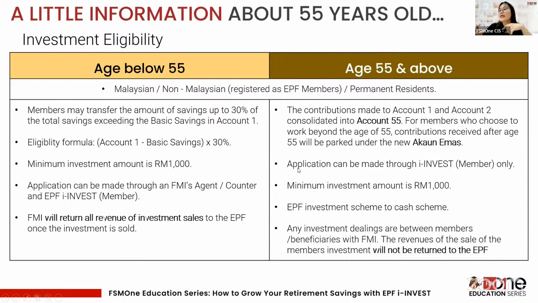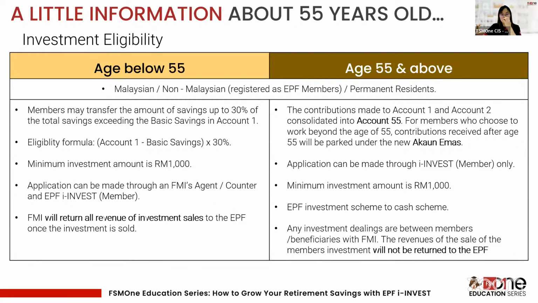Next is about the age of 55 and above. Once you reach the age of 55, the contributions made to your account 1 and account 2 will be consolidated into account 55. For members that continue to work beyond the age of 55, which is 56, 57, and so on, contributions received will be parked under a new account called account a must. Once they reach the age of 60, contributions in account 55 and account a must will be combined together.